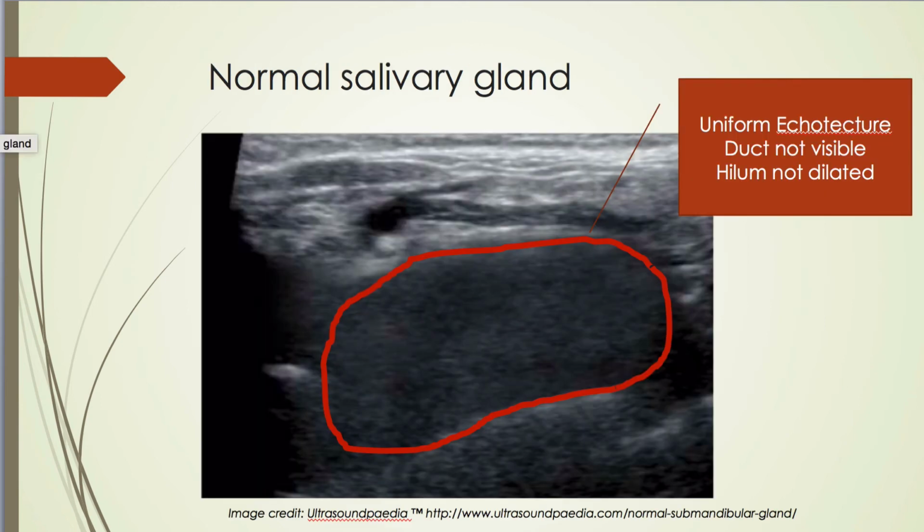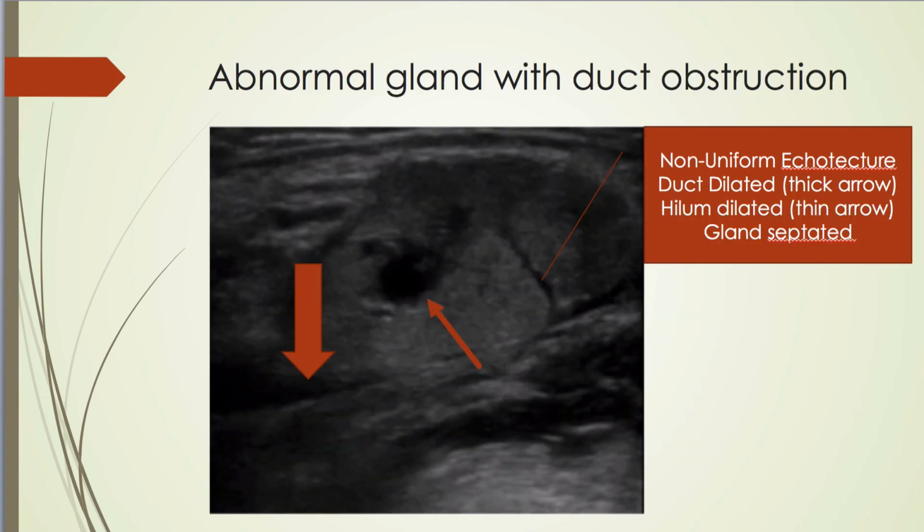Here's an example of a normal salivary gland. You can see that there's uniform architecture here, and you're not able to see the duct or the hilum. In contrast, here's an abnormal gland where you've got a non-uniform architecture, you've got some dilatation of the duct, and you're also getting some dilatation of the hilum.